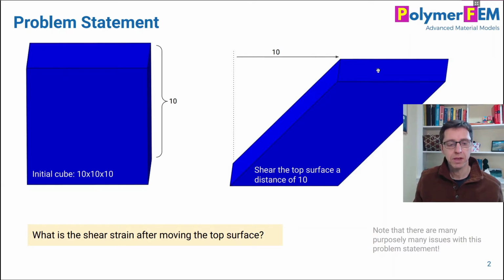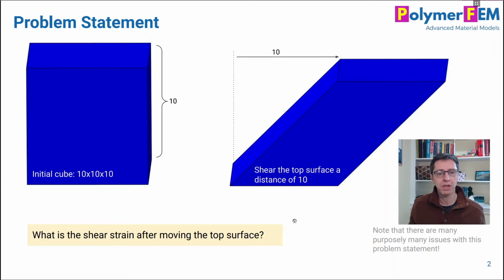And the question here really is, what is the strain in the specimen once I move the top surface to the right a distance of 10? Is the strain 1? Is it something else? What are the problems here? I purposely wrote this problem statement in a little bit of a complicated way. There are some issues with it, and that's what we will talk about here.